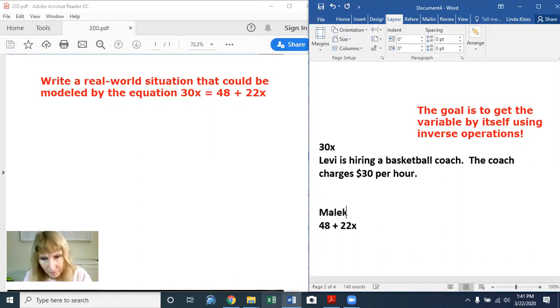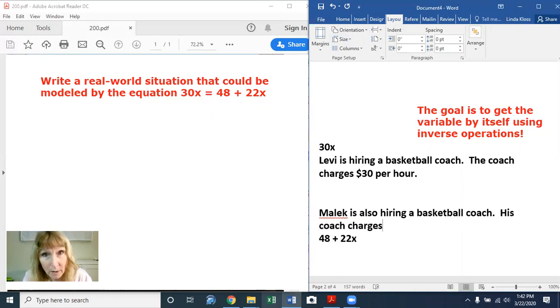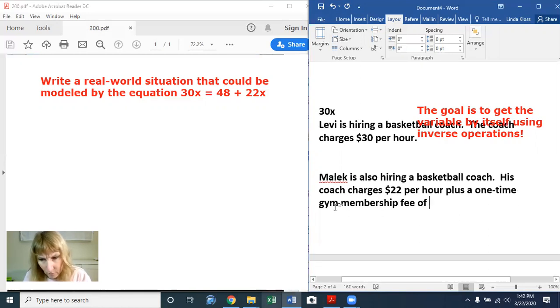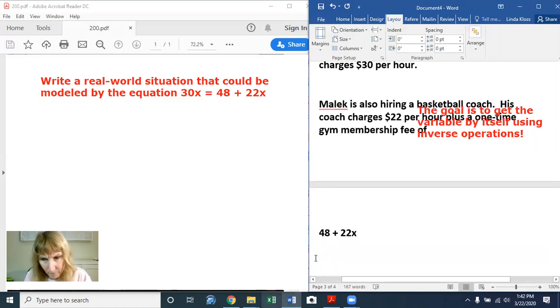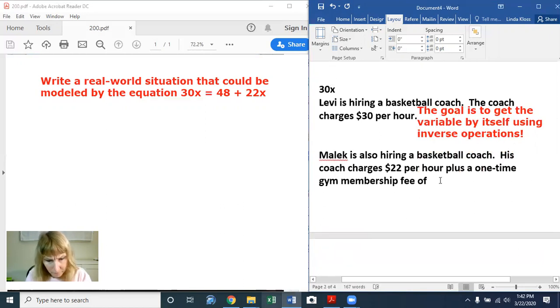And Malik is also hiring a basketball coach. His coach charges, what do you think I'm going to say? $22 per hour. That's the rate, right? Plus a one-time gym membership fee of, and I'm going to move up a little bit here, $48.